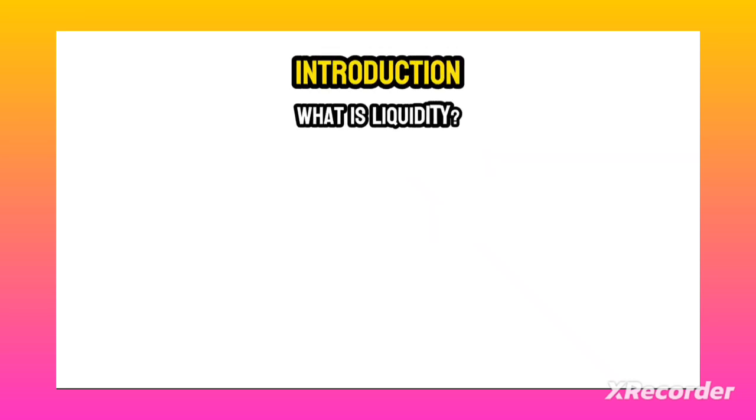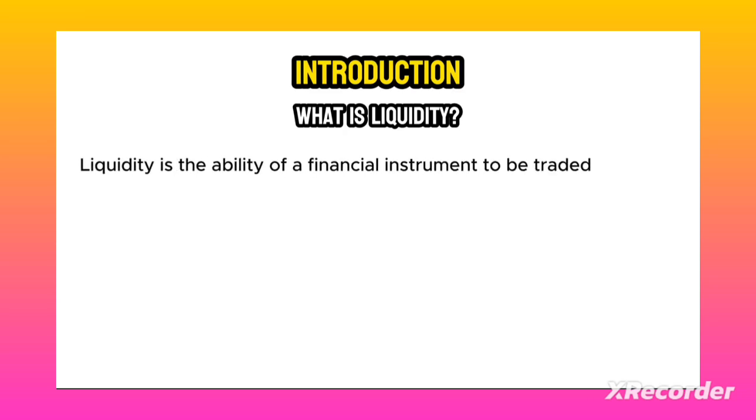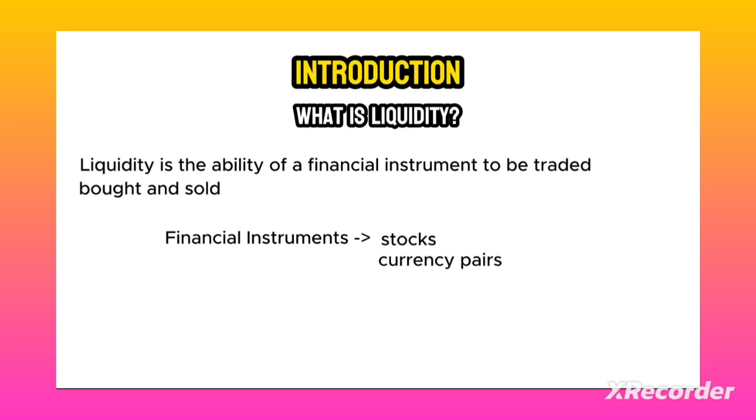Starting off with the introduction, we must understand what liquidity is in the first place. Liquidity is the ability of a financial instrument to be traded, so bought and sold. Financial instruments, you probably know what they are. They can be stocks, currency pairs, crypto, gold. These are the markets we usually trade, but liquidity refers to all financial instruments, so things like real estate too.